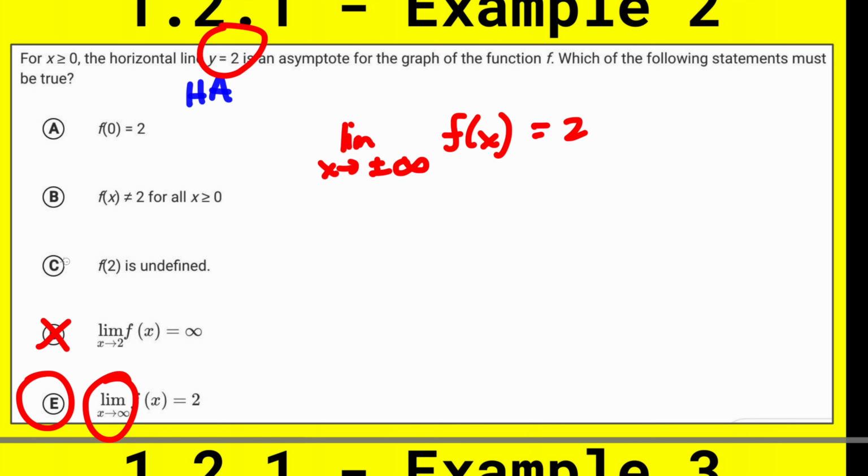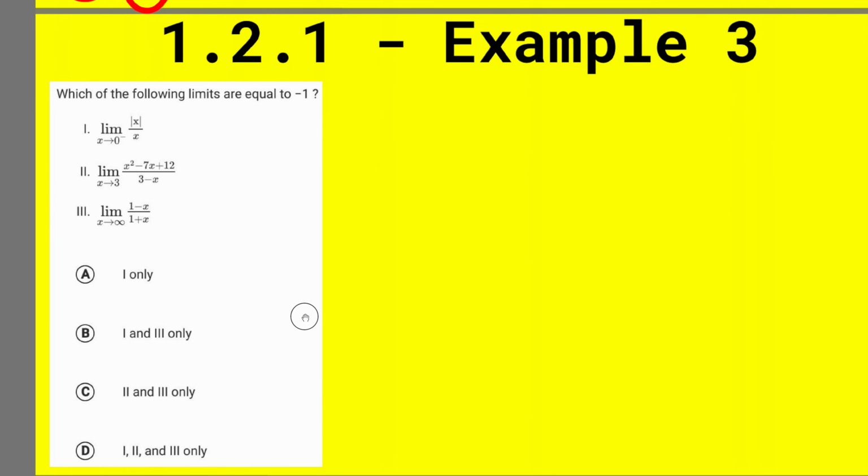That would be like a vertical asymptote. This one could be a hole. It doesn't necessarily have to be an asymptote. The other ones don't even have infinities in them, so it's definitely not those. E would be the answer for this one. All right, number 3.